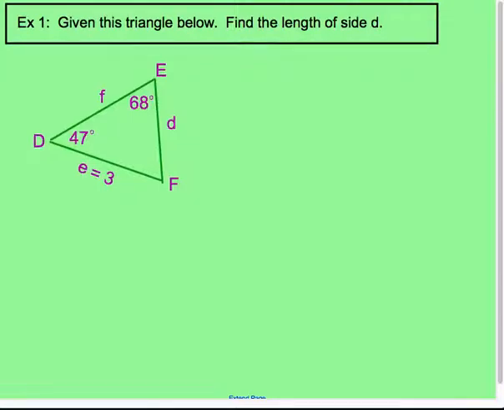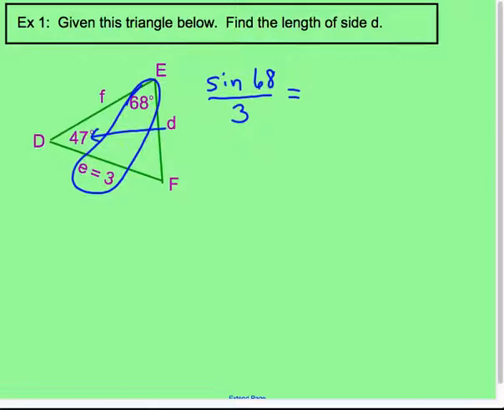So when I start law of sines, the first thing that I look for is this angle side pair that are opposite one another, because that'll be my ratio without a variable. So I've got the sine of 68 over 3, and then my directions tell me to solve for D. So I look for the angle across from D, and I get the sine of 47 over D.